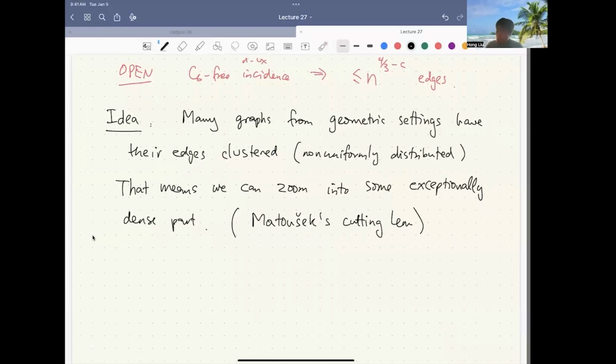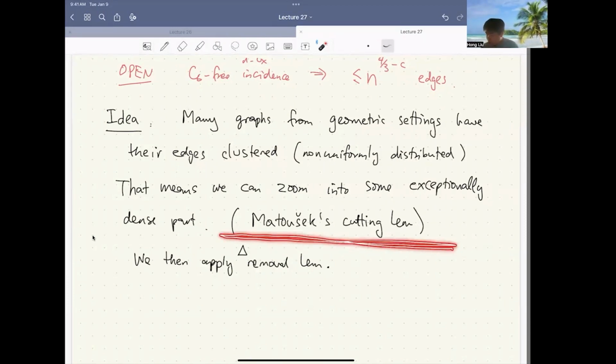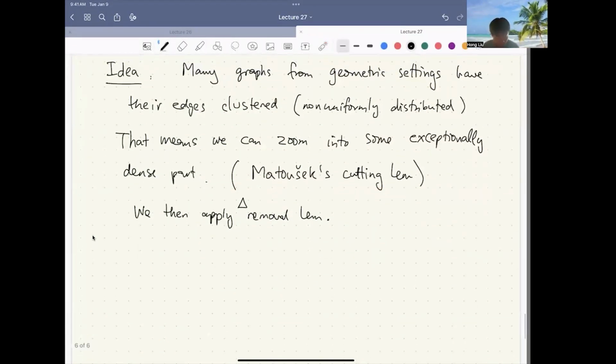Then we will zoom into this part, and in this case, we then apply the triangle removal lemma to finish the proof. So let's see the details. Let me first give some preliminaries. Let's recall Matoušek's cutting. Let me introduce this theorem.